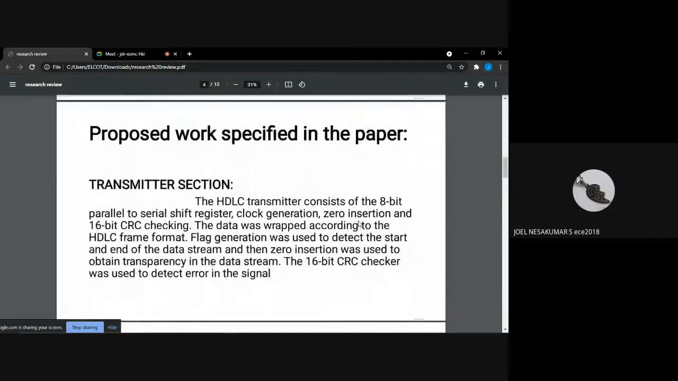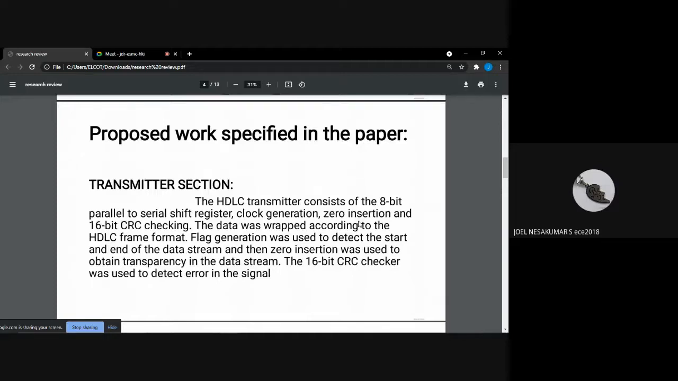The transmitter section consists of an 8-bit parallel to serial shift register, clock generation, zero insertion, and 16-bit CRC checking, which is cyclic redundancy check. And these are all coded in VHDL, and the data was wrapped according to the HDLC frame format. The frame formats are of different types also. Three types: I frame, S frame, U frame.